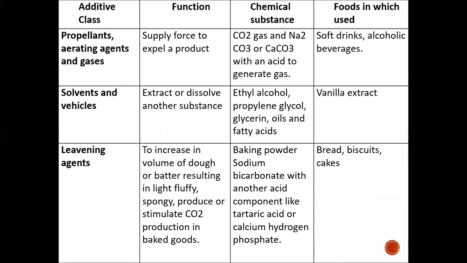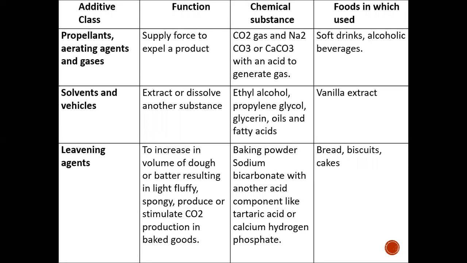The next one is aerating agents, like in soft drinks. Naturally, soda is added, like carbon dioxide is added. For example, when you want to make soda with a soda maker, you add these aerating agents and gases like carbon dioxide, calcium carbonate, etc., to generate gas, mostly for alcoholic beverages and soft drinks. All your 7-Up, Pepsi, Coca-Cola, all these have aerating agents in them.